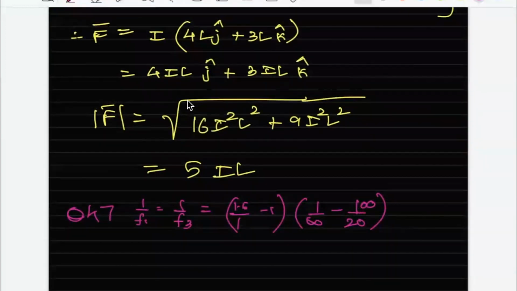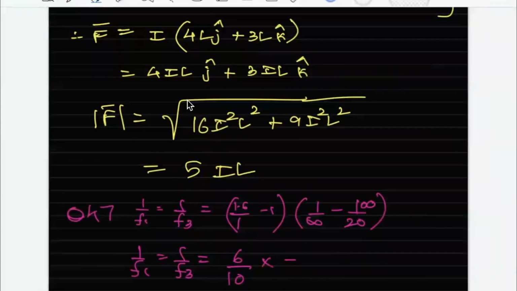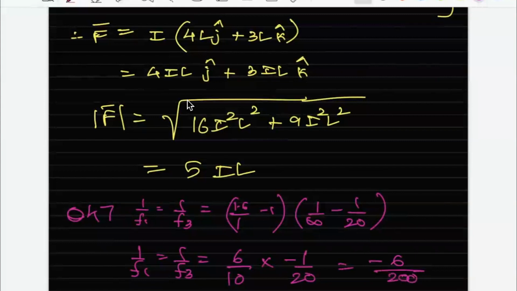So what do I have now? Focal length: 1.6 minus 1 is 0.6. 0.6 is nothing but 6 by 10. Because the final answer is in centimeters, let's just keep it in centimeters. So let's just keep it as minus 1 by 20. So I have minus 6 by 200 per centimeter. It's 1 by centimeter.